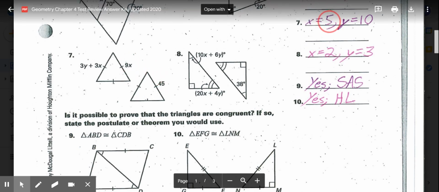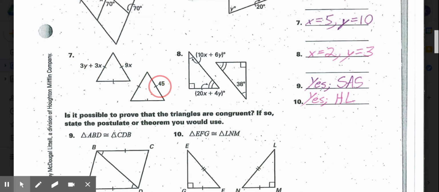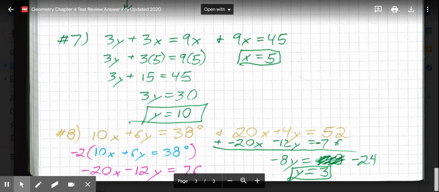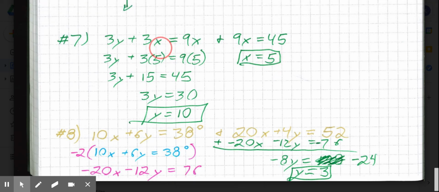Once I have that 5, I can plug that back in to this equation where I know 3y plus 3x also equals 45. And the math for that is right down here on this third page. So then I'm going to take this x equals 5, put it back into this original. So 3y plus 15 equals 45. Subtract the 15, 3y equals 30, divide by 3, and y equals 10.